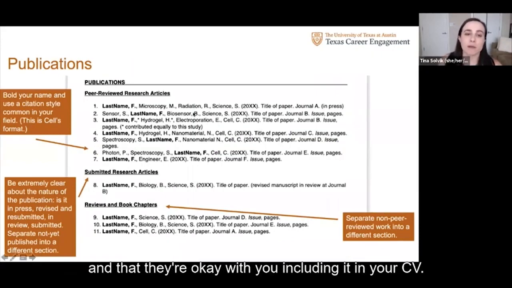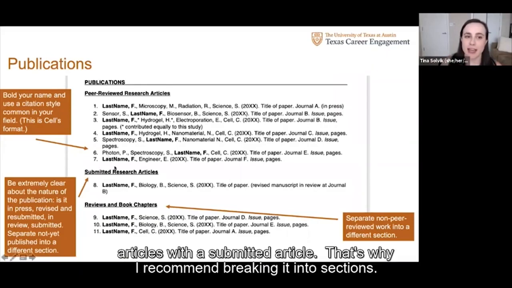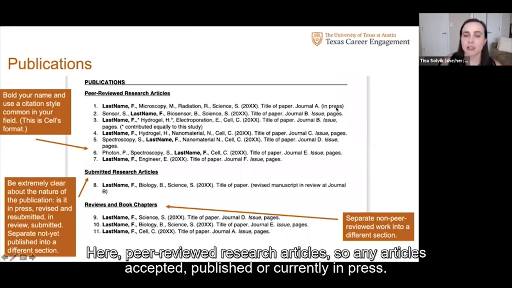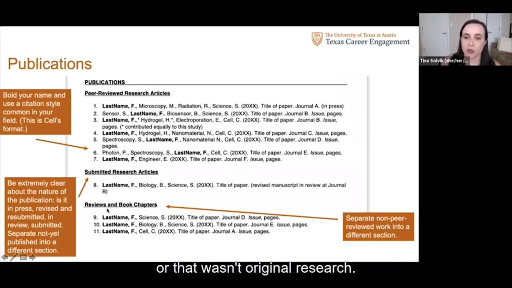Publications. So your publications, deception is a major factor here. You want to be extremely clear that you don't conflate peer-reviewed research articles with a review or a submitted research article. That's why I recommend breaking it down into sections. So here I did peer-reviewed research articles, so any articles that have been published or maybe have been accepted and are currently in press. And then separate a section for submitted research articles, and separate a section for anything that was not peer reviewed, like a review or a book chapter, or that wasn't original research.